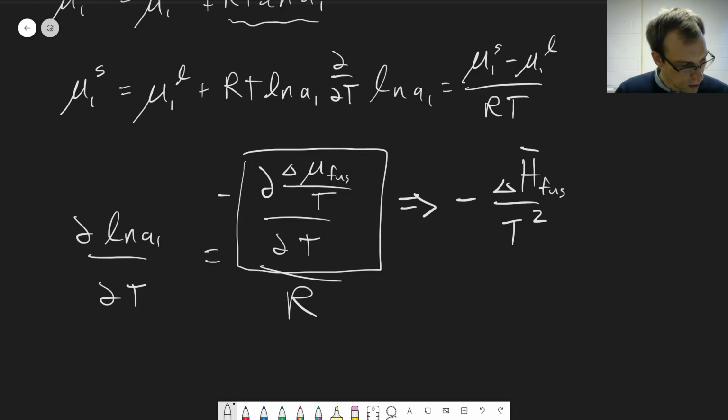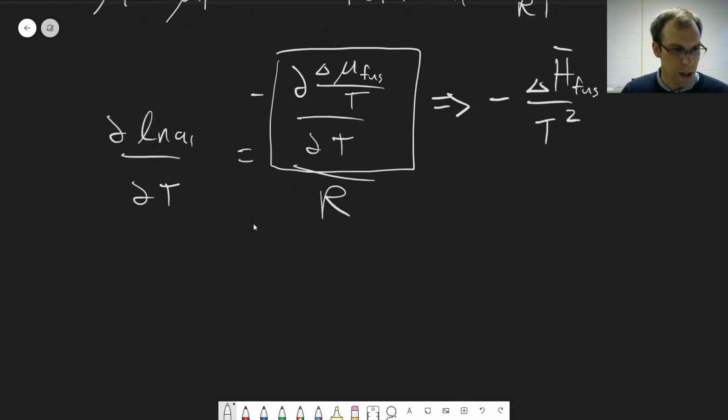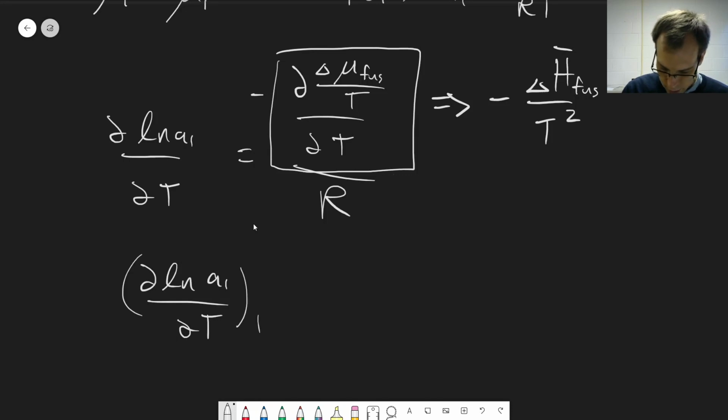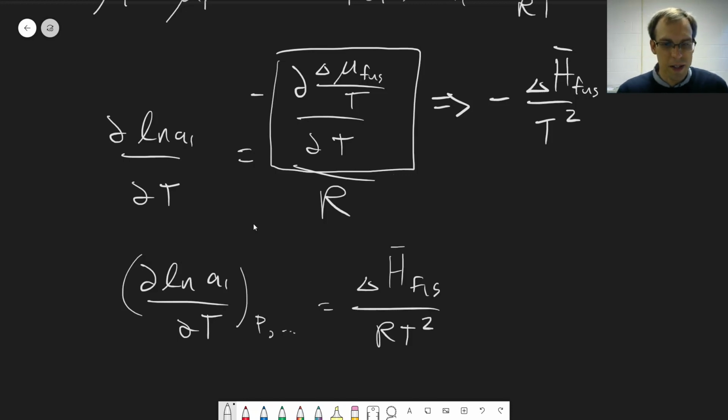Okay, and so what that lets us do is make a substitution with the Gibbs-Helmholtz equation. We can say that d natural log of A1 dT at constant pressure, etc., is equal to, the negative signs cancel, delta H bar fusion over R T squared. So we make this substitution using the Gibbs-Helmholtz equation to see how this changes with temperature, because we're thinking about changing the temperature of the freezing point.